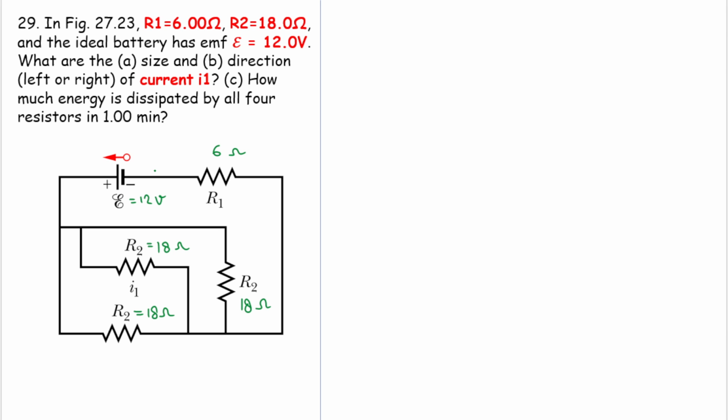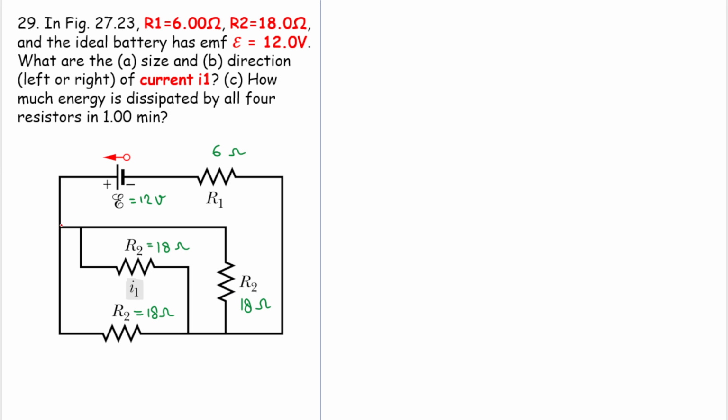And then the question is, what are the size and direction of the current I1? The current I1 is here, and we need to find out the direction and how much energy is dissipated by all four resistors. Okay, let's see what we can do in this circuit.